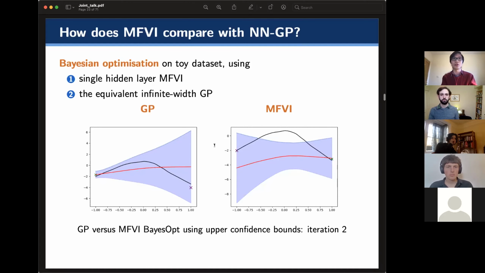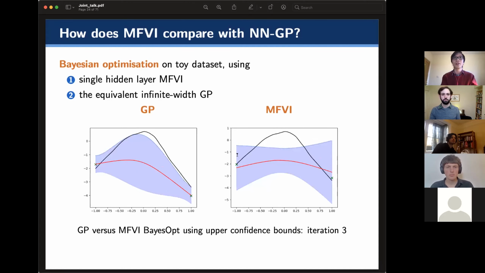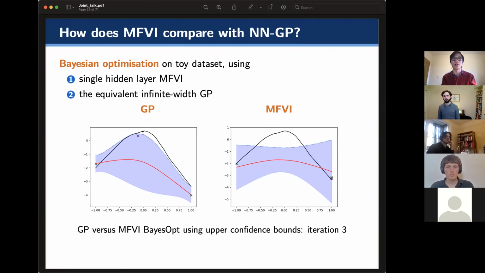And then now they choose a point on the opposite end. And now something different happens. The GP is confident on either end, but unconfident in the middle. However, mean field VI is strangely more confident in the middle where it has no data than at the endpoints. Now, this means that at the next iteration, the GP picks a point in the middle, but mean field VI picks another point at the endpoint.